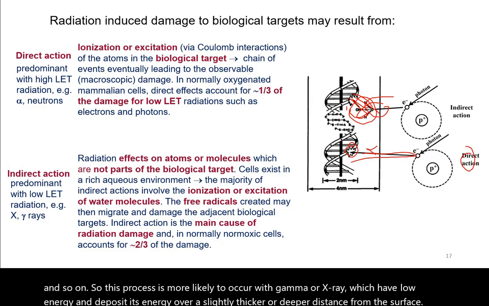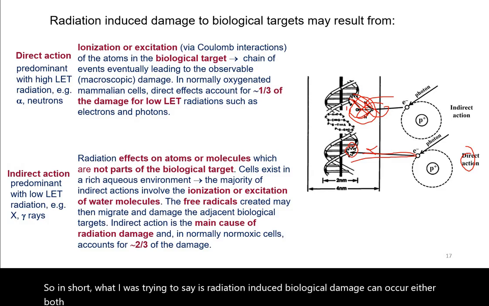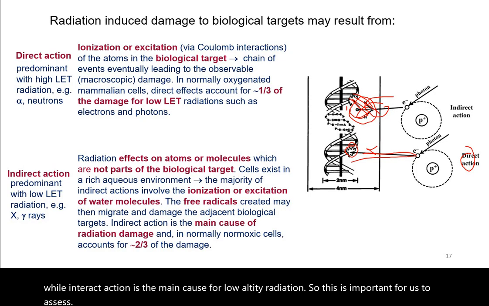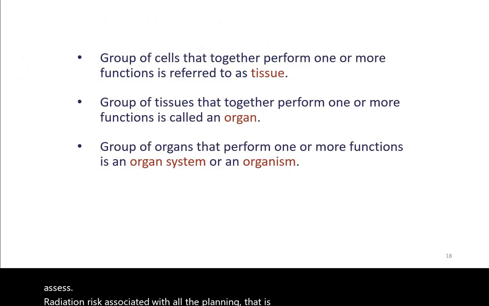So in short, what I was trying to say is radiation-induced biological damage can occur through both direct and indirect mechanisms. Direct action predominates at high LET radiation, while indirect action is the main cause for low LET radiation. So this is important for us to assess radiation risk associated with all the planning that is done for the patient. All right, so now let's have a little bit of revision.